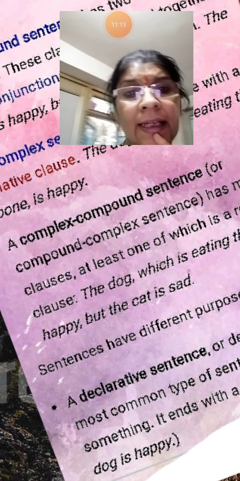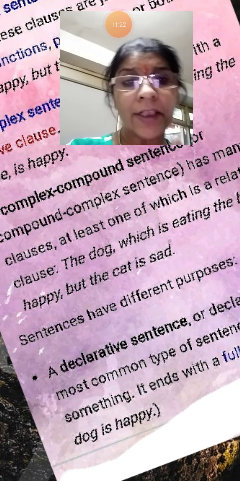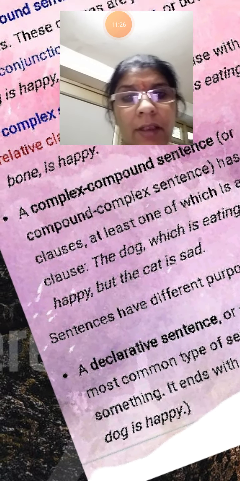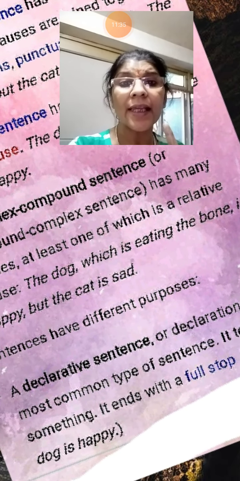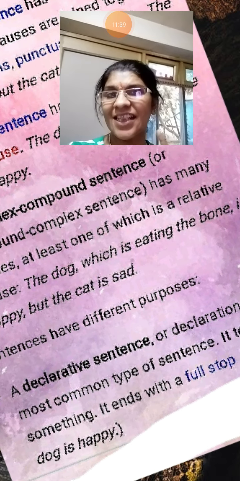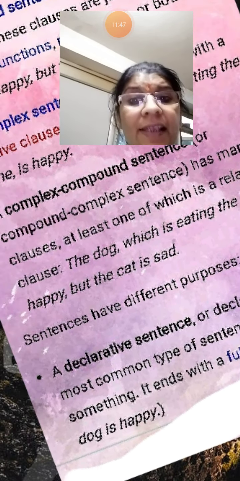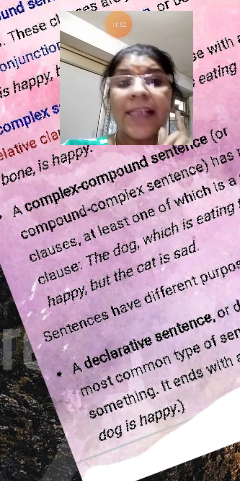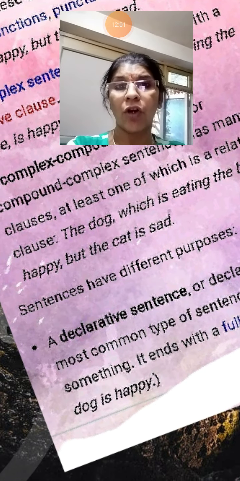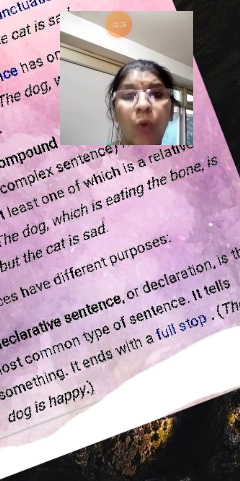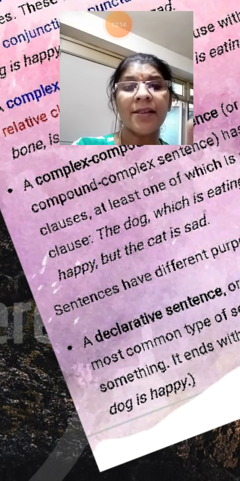A complex compound sentence, or compound complex sentence, has many clauses, at least one of which is a relative clause. That is the relative clause. The dog which is eating the bone is happy, but the cat is sad.